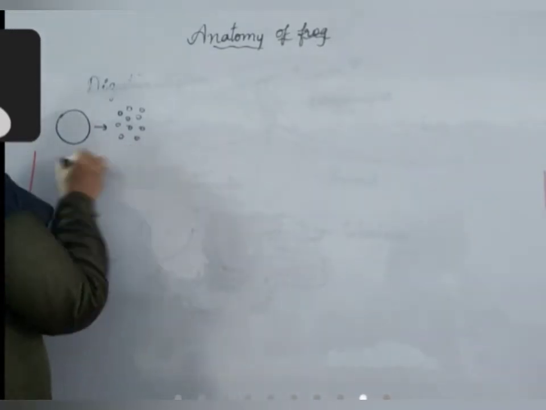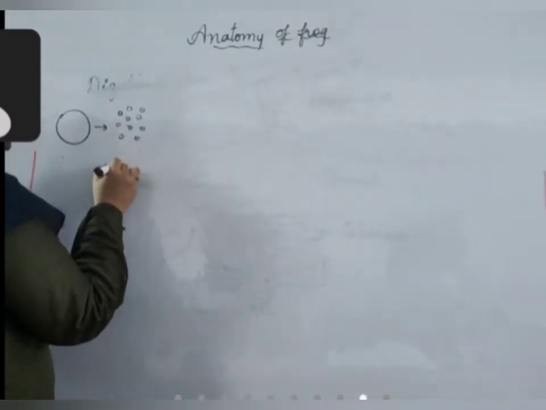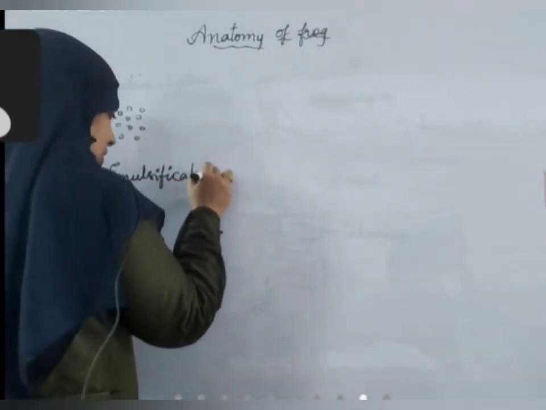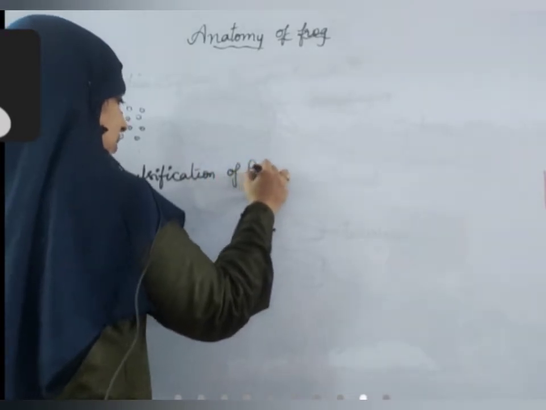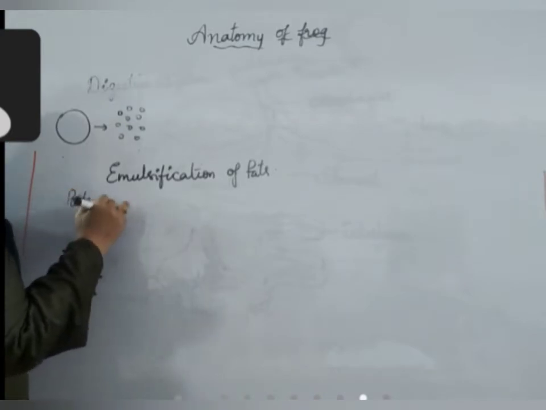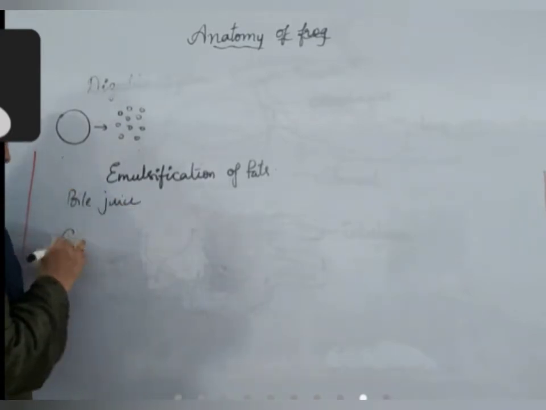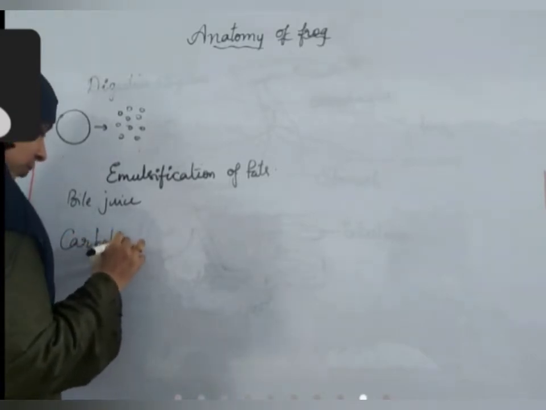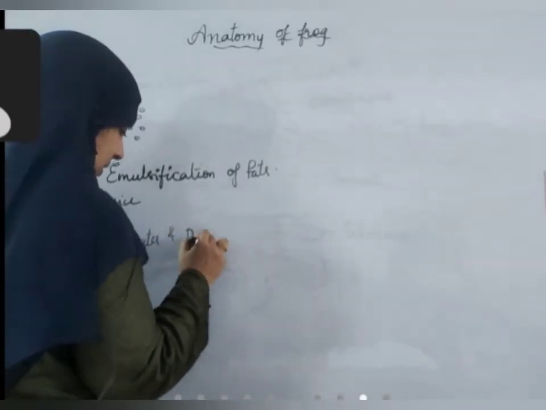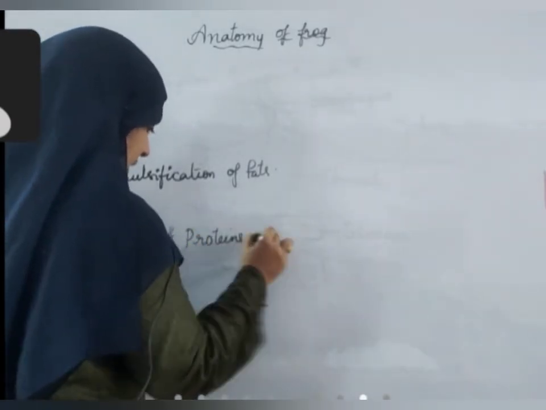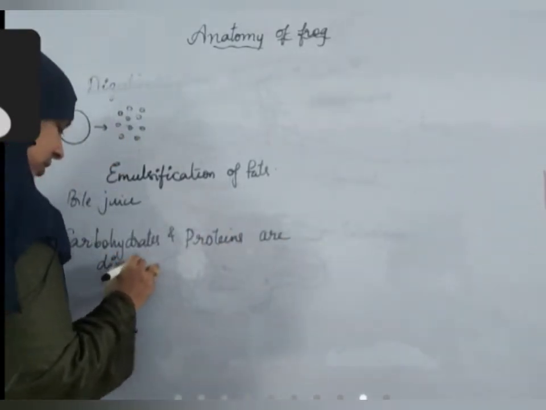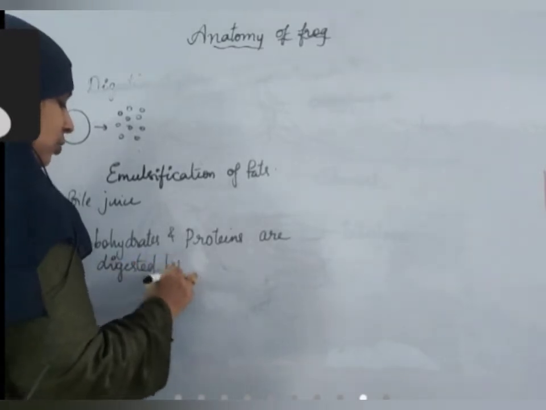This process of breaking down large fat molecules to small fat molecules is called emulsification. After that, fats are digested by bile juice. Next, pancreatic juice digests carbohydrates and proteins. Carbohydrates and proteins are digested by pancreatic juice.